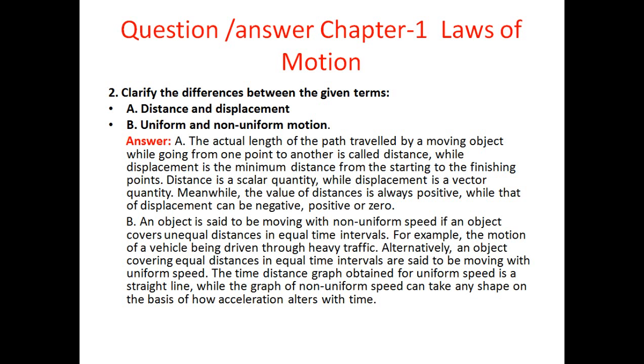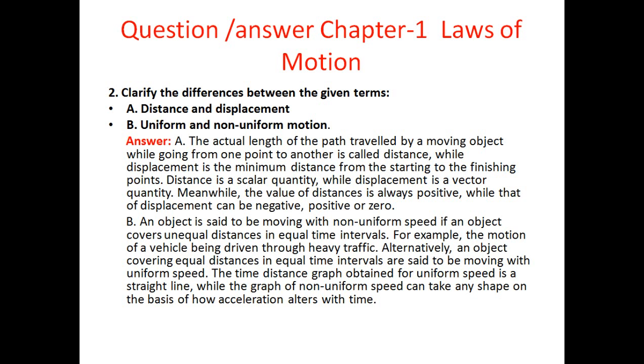So 1300 meters is the displacement, while 1700 is the distance. The same answer is written here. The actual length of the path traveled by a moving object while moving from one point to another point is called distance, while displacement is the minimum distance from the starting to the finishing point. Distance is a scalar quantity while displacement is a vector quantity. Meanwhile, the value of distance is always positive, while the displacement can be negative, positive, or zero.